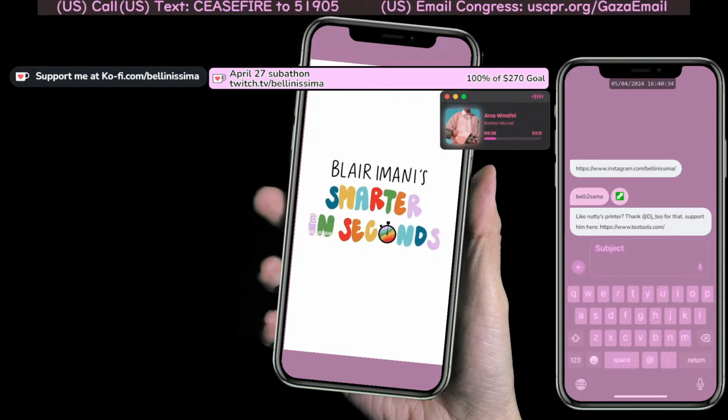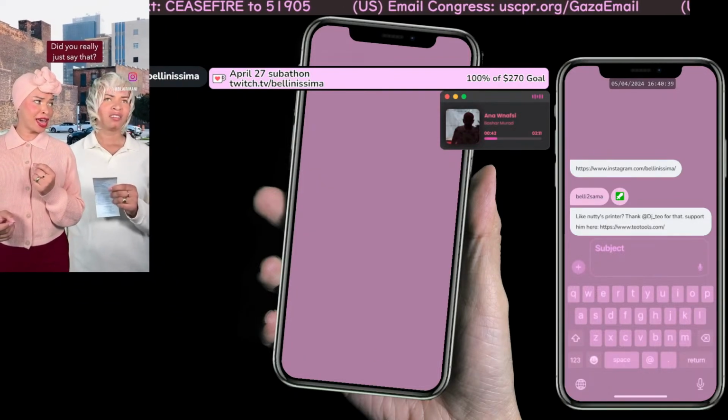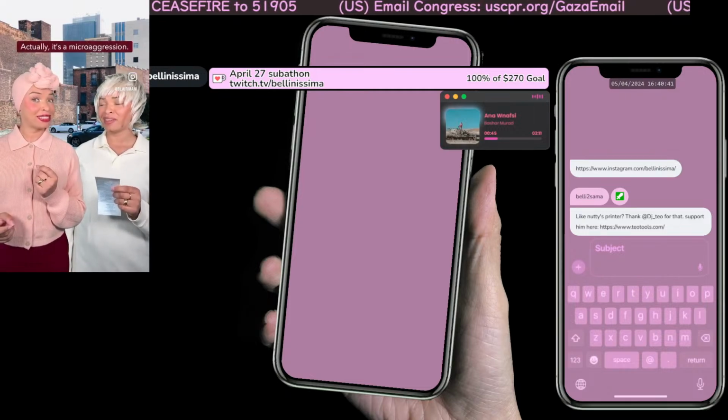Smarter in seconds. I just got a parking ticket. That's so gay. Did you really just say that? It's not that deep. Actually, it's a microaggression.